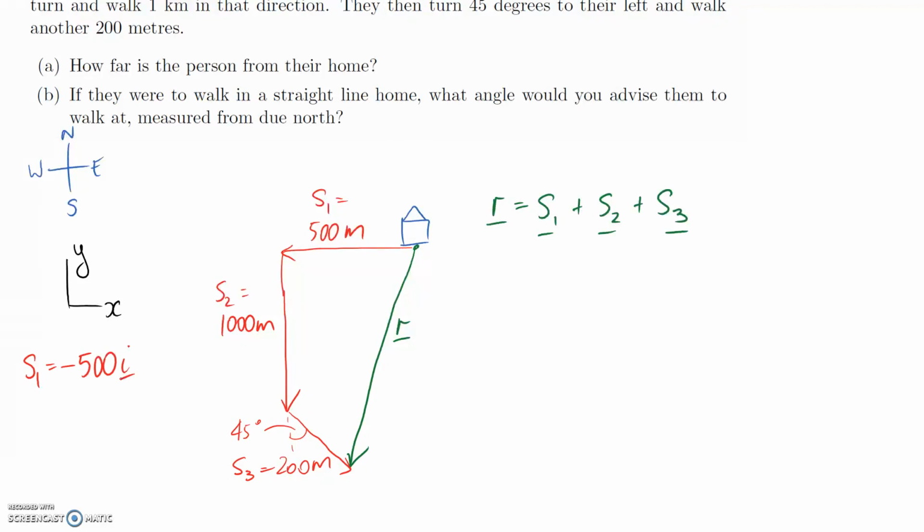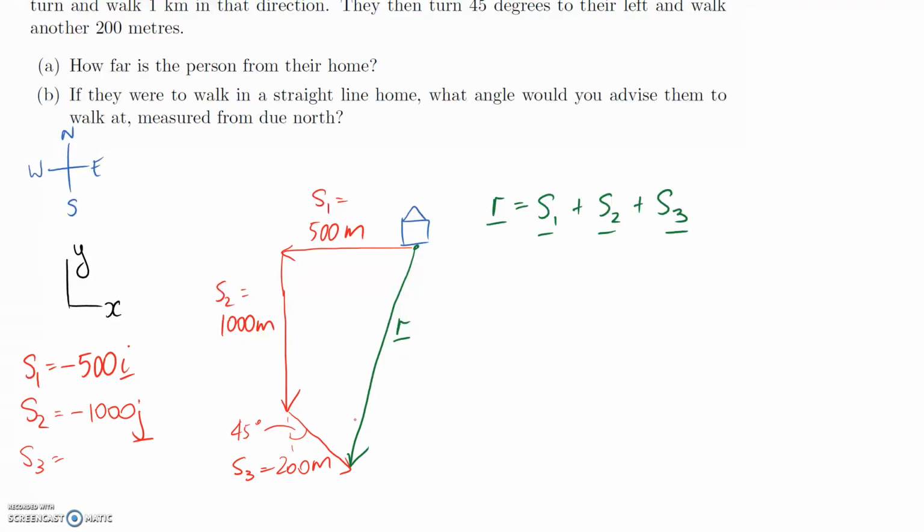Alright, the next one here, S2, we can see that this one's just pointing downwards, which is in the negative Y direction. So we could write this as negative 1000j. And then this last one is going to have both an X and a Y component.